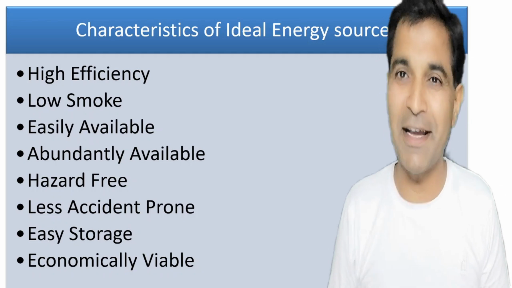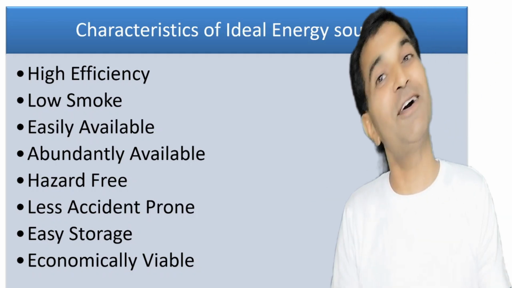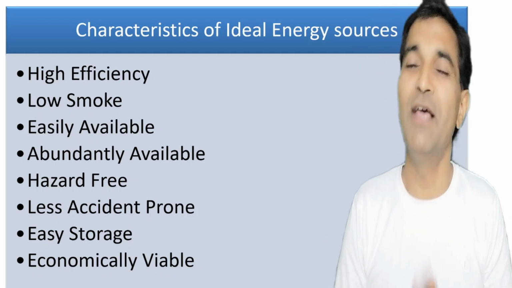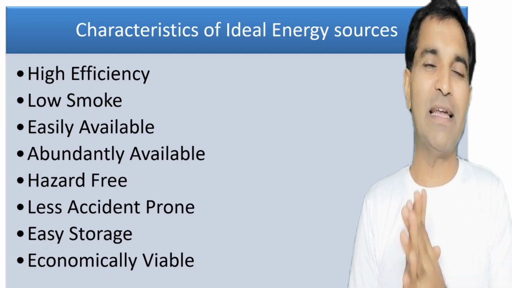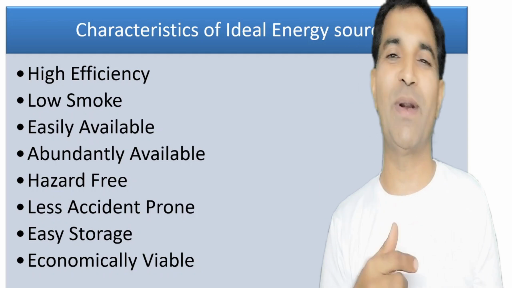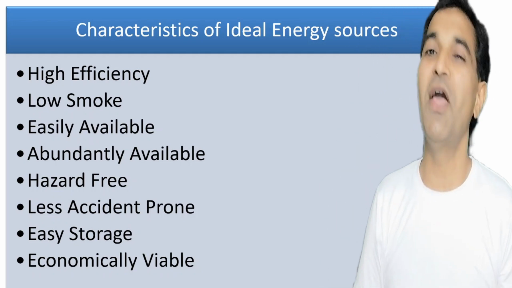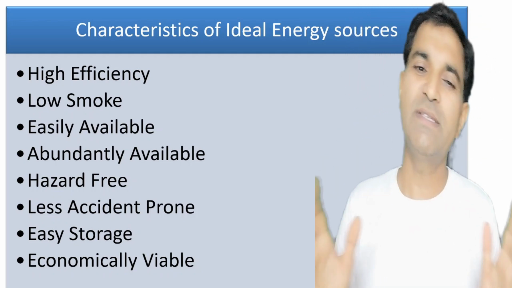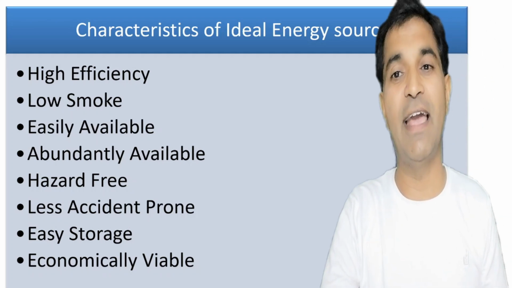In our proverb we say, income of an eight-anna coin, expense of a rupee. That will not work. So it should be economically viable, meaning the expense should be 98 and the income should be a rupee. Then we may say it's economically viable. Anyway, these are the different characteristics of ideal energy sources.